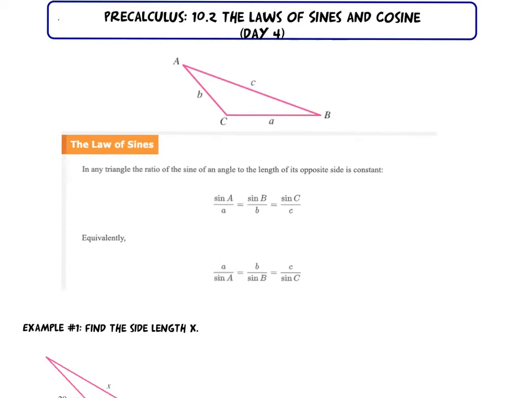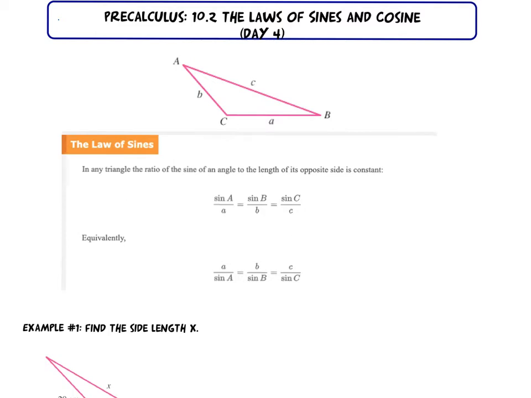Welcome to 10.2, Law of Cosines and Sines. So today is going to all be about the law of sines. The big thing about this is that in any triangle, the ratio of the sine of an angle to the length of its opposite side is constant.